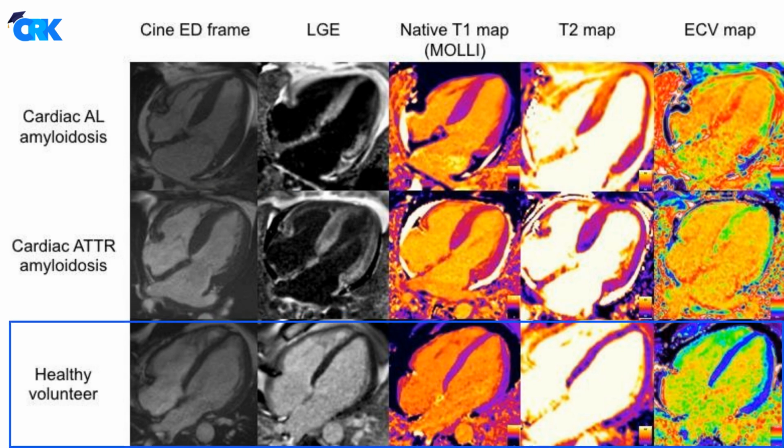In the healthy volunteer, bottom row, no LGE. Normal native T1 and T2, low ECV. This represents the baseline myocardial state, clean, uninfiltrated, and free of disease.